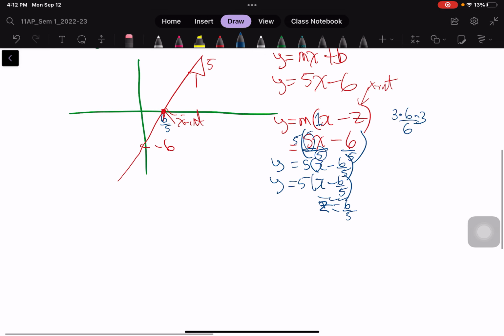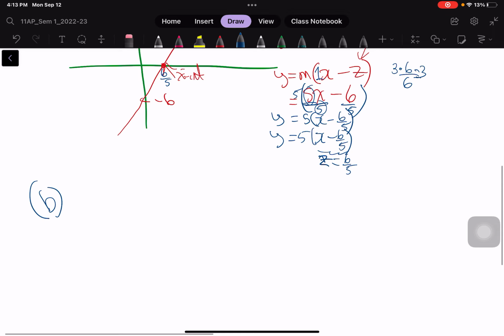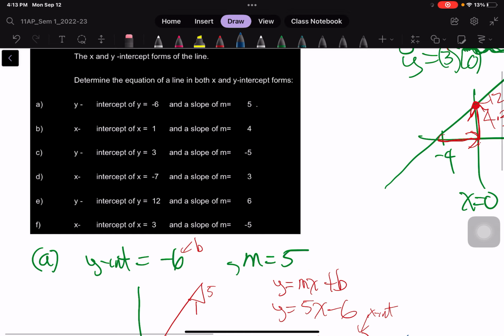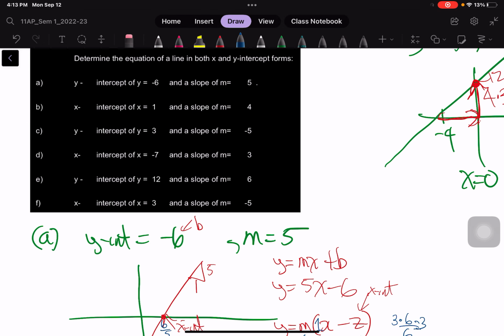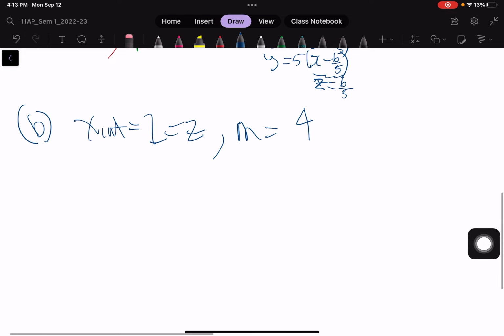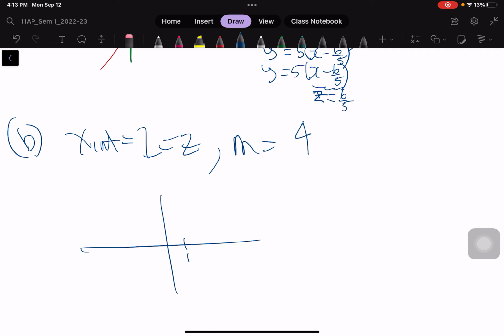I'm going to do B with you as well. I know this is a bit of a longer video, and I apologize. So B is, the x-intercept is 1, and I call that z. And the slope for B is 4. Well, what does this look like? I've got an x-intercept of 1, and I've got a slope of 4. So it's like so. The slope is 4. And so what is the equation for this?